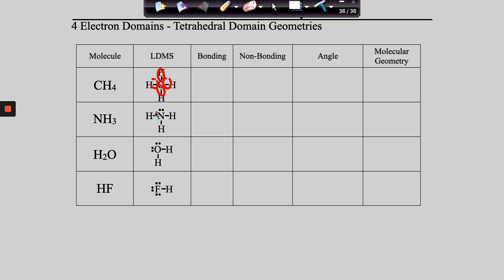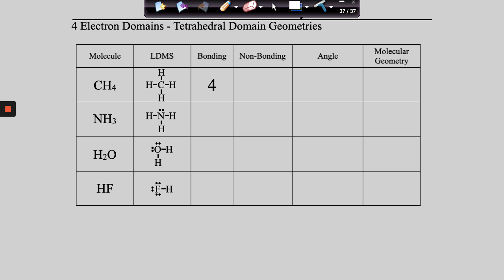Looking at NH3, 1, 2, 3, 4 domains. Looking at H2O, 1, 2, 3, 4 domains. Looking at HF, 1, 2, 3, 4 domains. So guys, the thing that all of these molecules have in common is they all have 4 domains. So now let's work to the right and let's take a look at how these molecules are different.